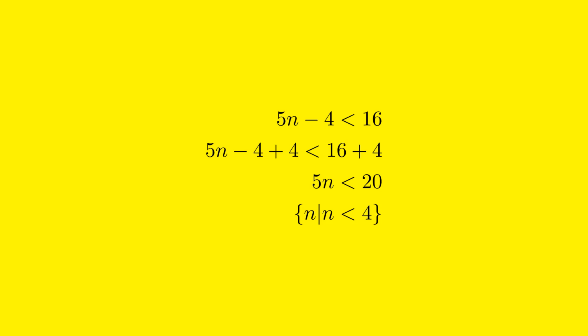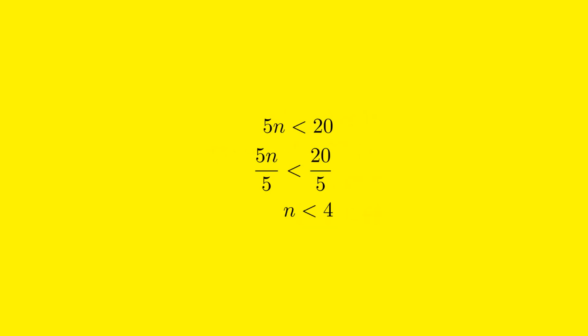In inequality notation, we write this as 5n is less than 20. In interval notation, this translates to the set of all n values from -infinity to 4, not including 4. In mathematical terms, we write this as open interval -infinity to 4. This concludes step 1.